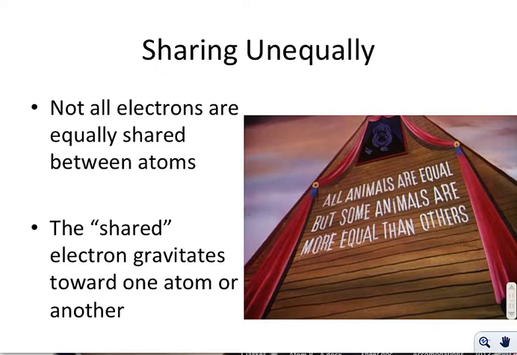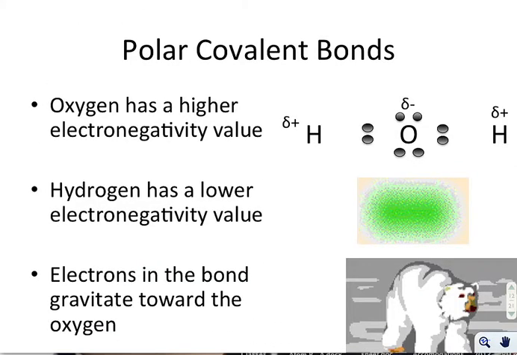Now, if you can share electrons equally, you can also share electrons unequally, in which one atom pulls the electron a little bit more. You have this famous quote from Animal Farm: all animals are equal, but some are more equal than others. You can replace animals with atoms: all atoms are equal, but some atoms are more equal than others in terms of the electrons. The shared electrons tend to gravitate towards one atom or another, and that's what you get when we talk about polar covalent bonds.